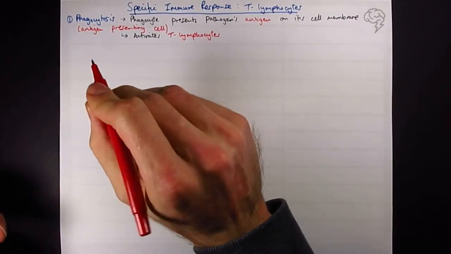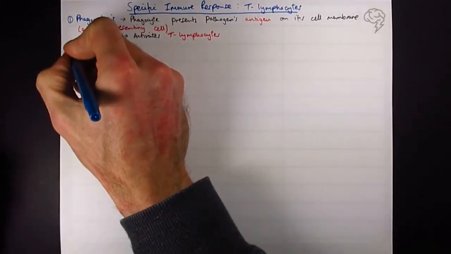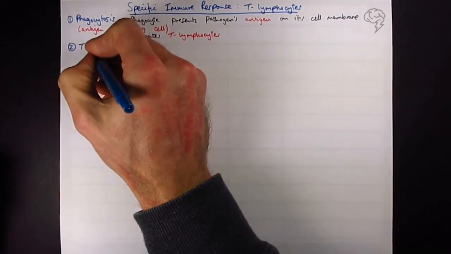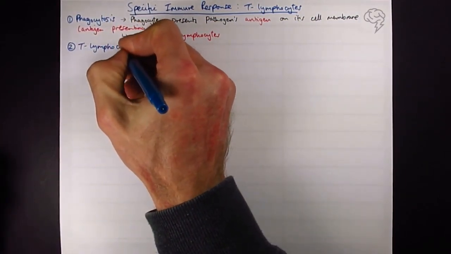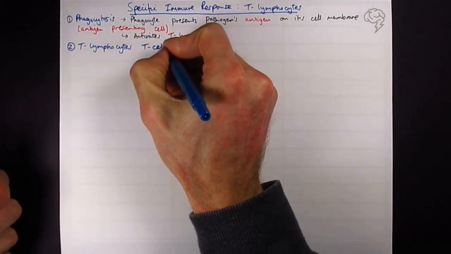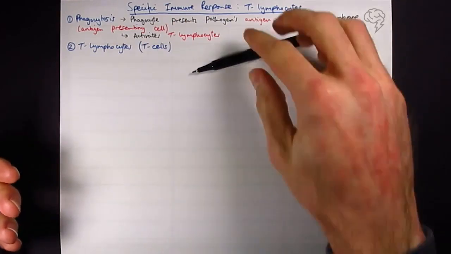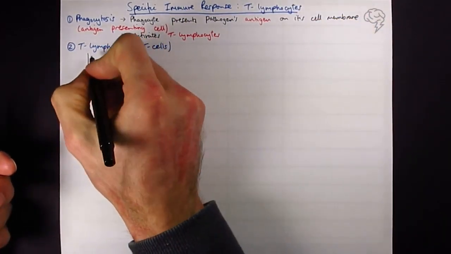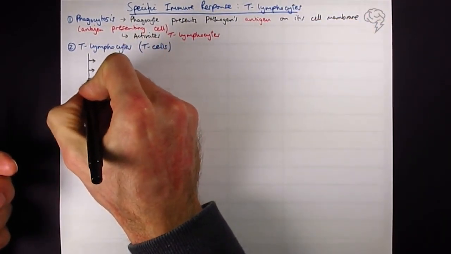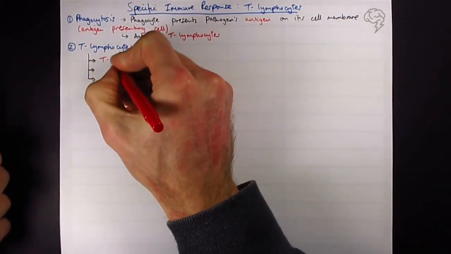So the T lymphocytes are really the first stage of the specific immune response. We often call T lymphocytes, in general, T cells. There are 3 types that we need to be familiar with. We have T helper cells.